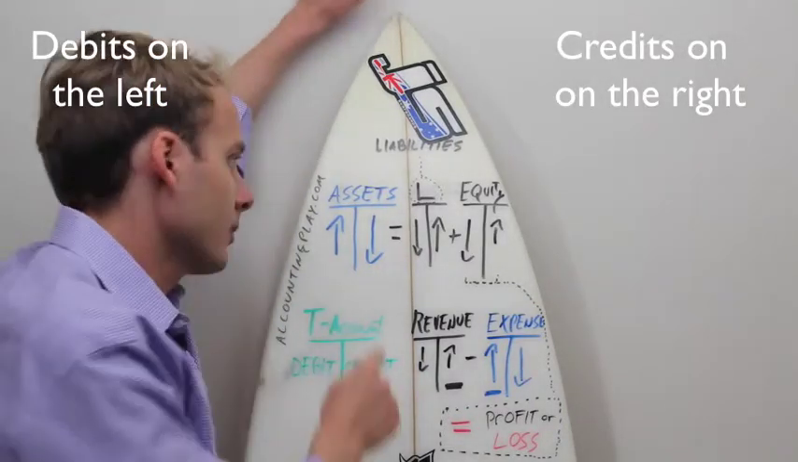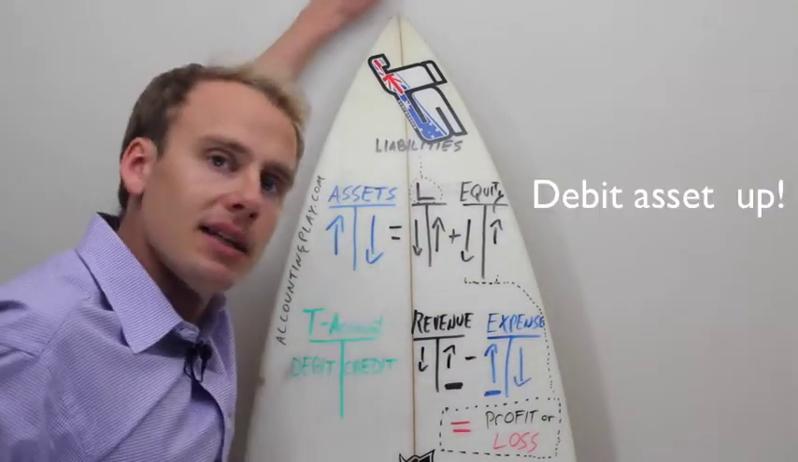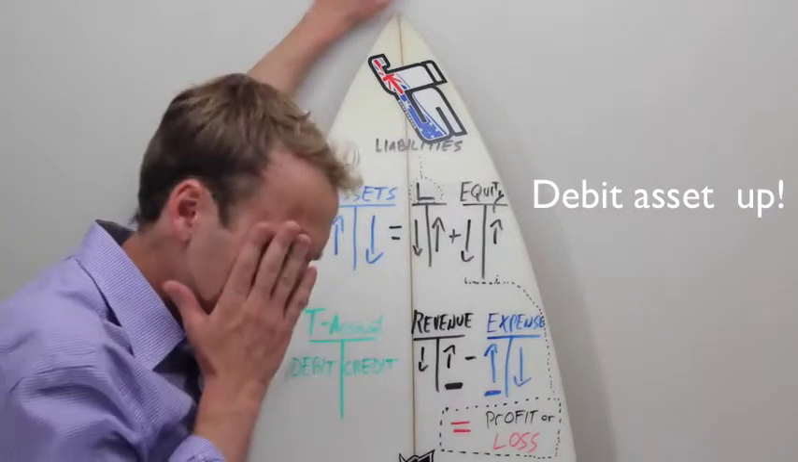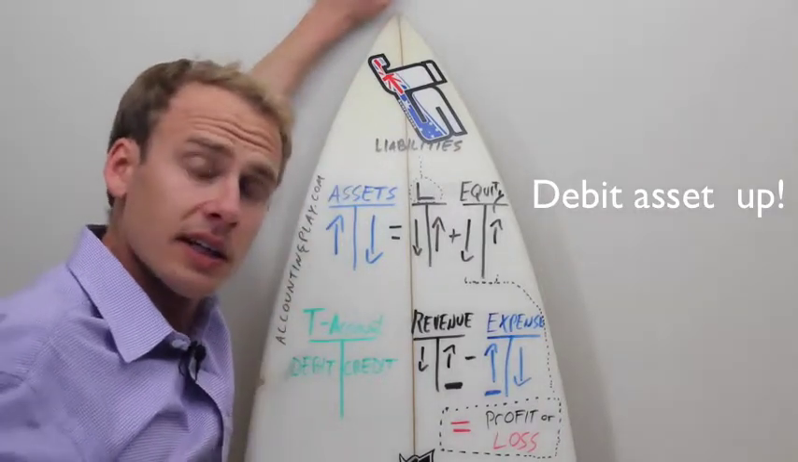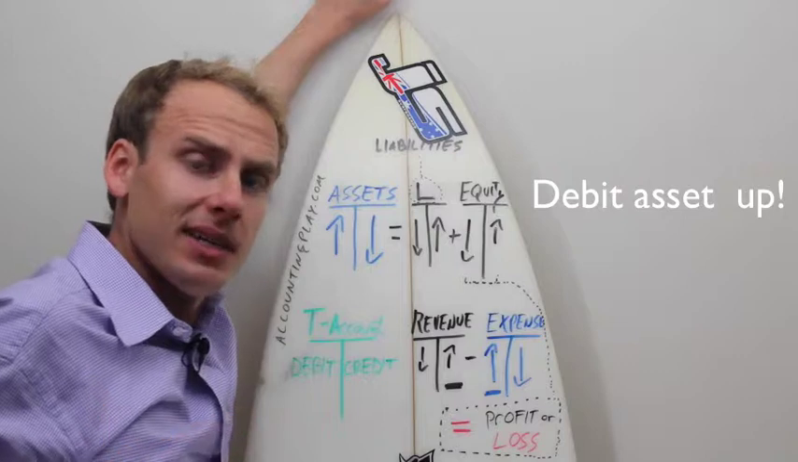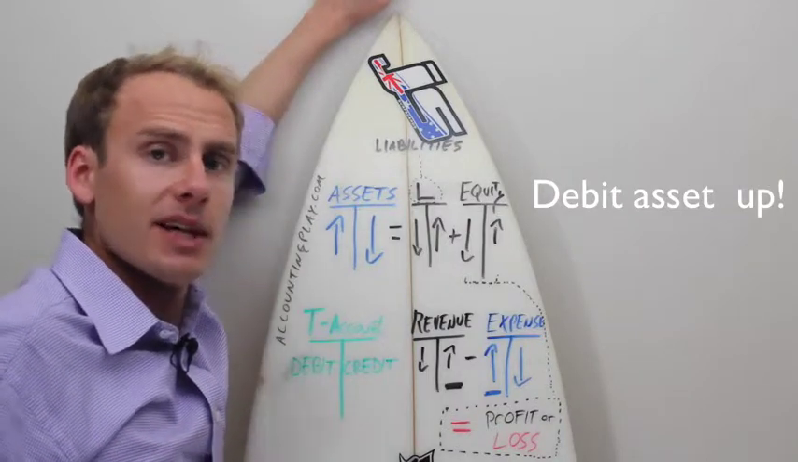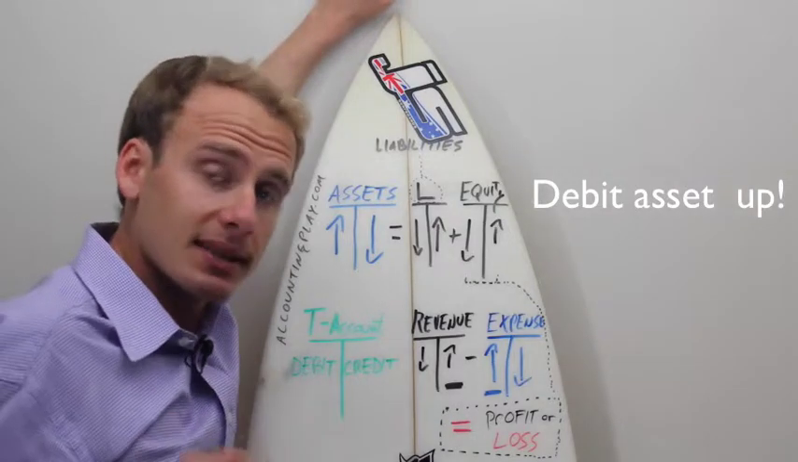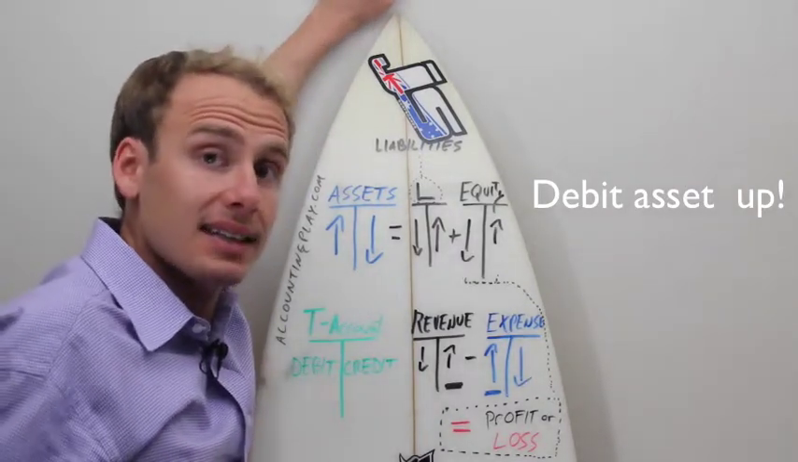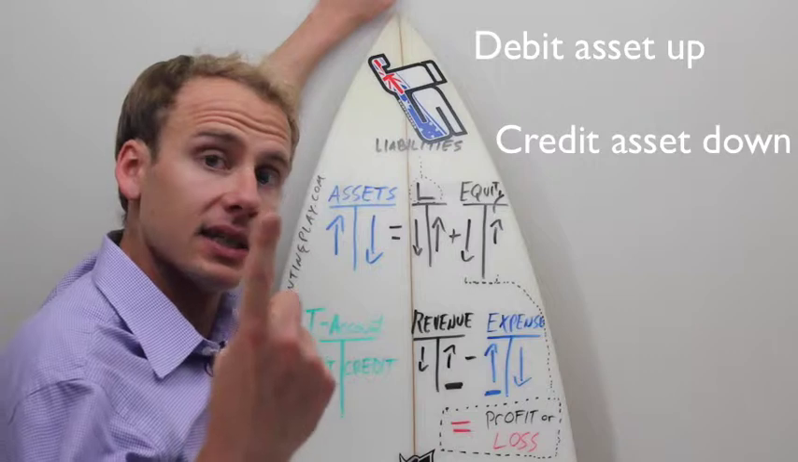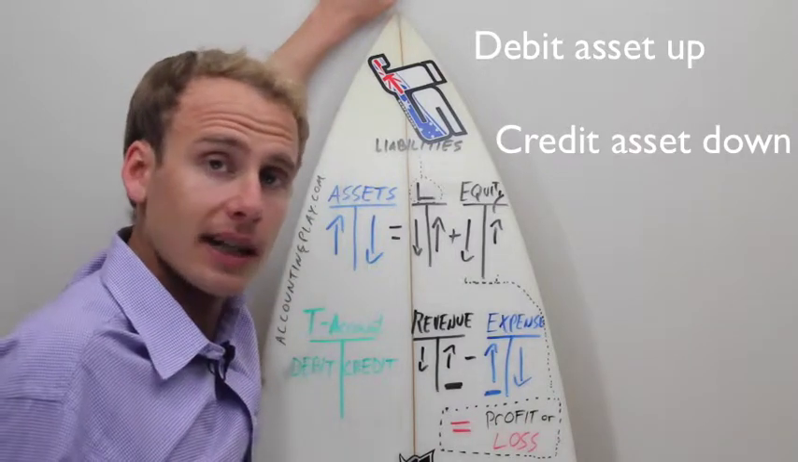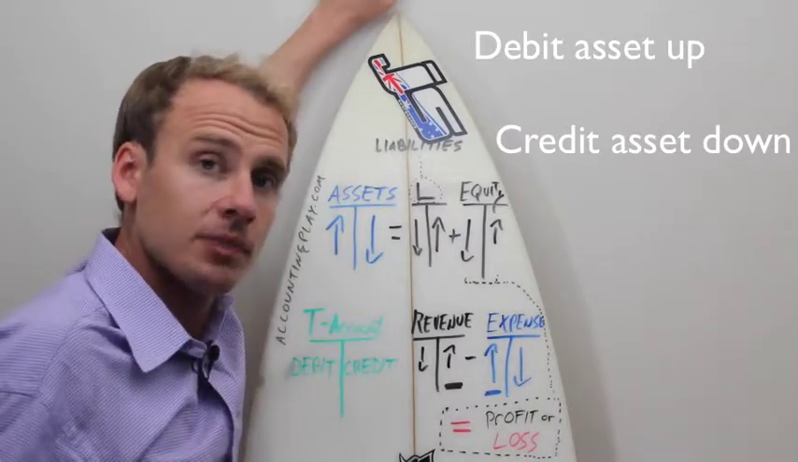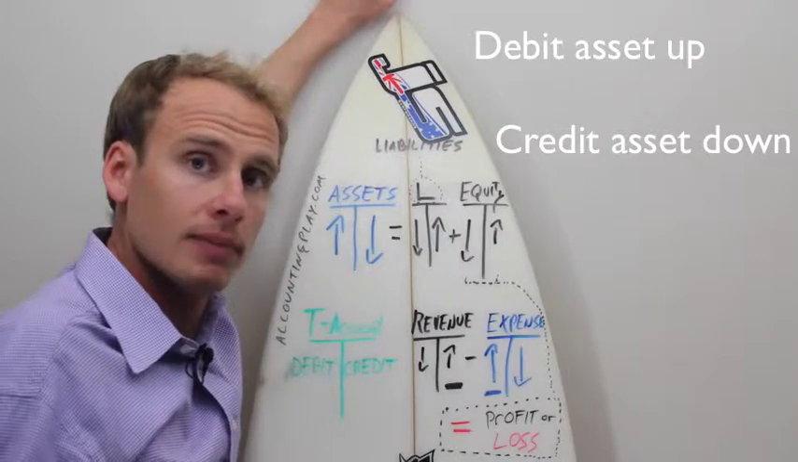So check it out. Assets. Debit, assets up. But wait, John, you tell me, no, debit is not this or that because of my checking account or my prior experience with these terms. No, forget it. Debit, asset up. Credit, asset down. What's the number one asset? Cash. So I like to say debit, cash up, credit down.